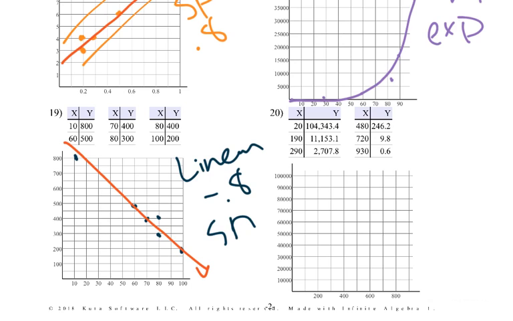Okay, then finally 20. 20 is at 140,000. Let's see, that would be 100, so 20 would be like right there. 190 to 11,000, right above there. 290, about 2,000, and then 480, 200, 720, and 930 are both very small.